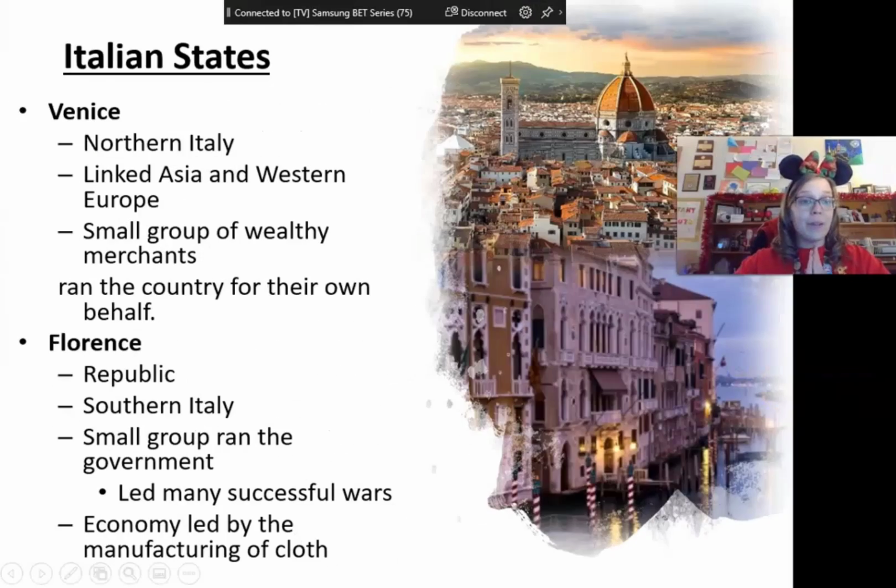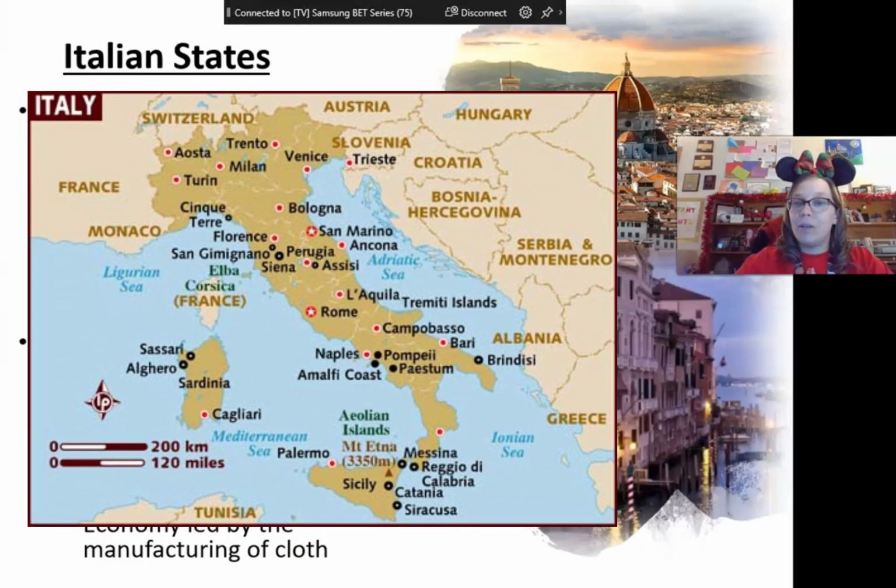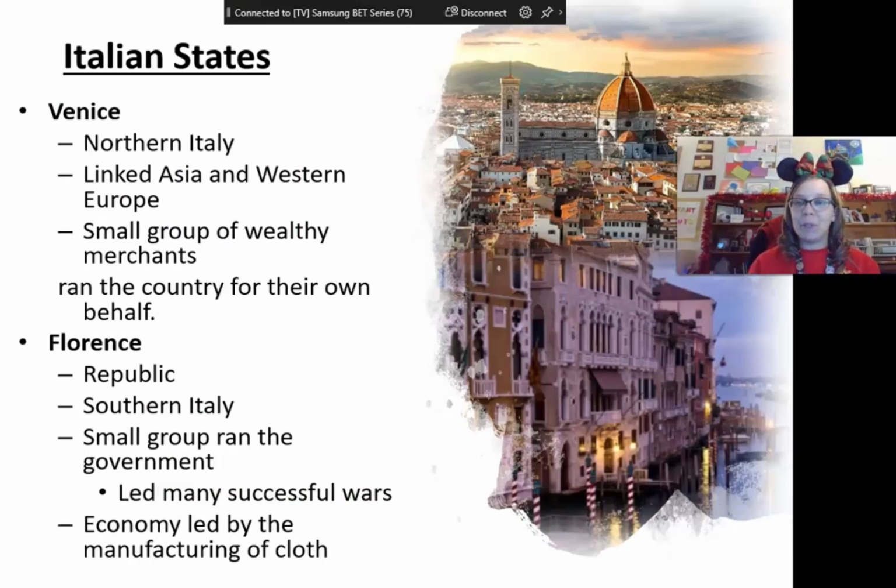All right, so some other Italian states that are really important in this time period are Venice and Florence. Venice is also located in northern Italy, like Milan, and it was seen as a link between Asia and Western Europe. So this is where a lot of people came in and out of Italy from Asia. And it was run by a group of small, wealthy merchants. So they ran the city-state based on their own needs and desires. And then you have Florence.